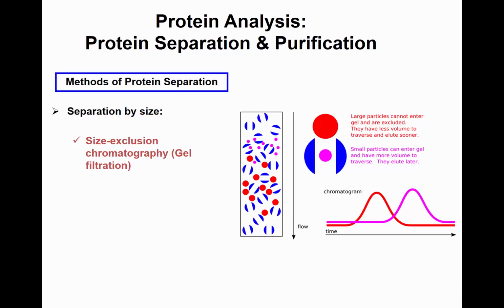The larger molecules will not penetrate as much through the pores. They will go around the pores, and the smaller molecules will take their time, and all pores are accessible to these smaller molecules, so they will be delayed. In the column, the smaller ones will stay longer because they are going in and out of the pores, whereas the larger ones are not going in and out, so they migrate faster. So you will have a chromatogram with larger ones coming out first and smaller ones coming out later.